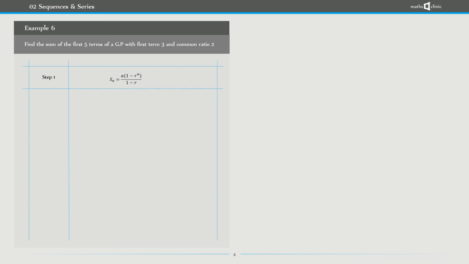Then we'll identify our parameters. We have that a equals 3, r equals 2, and n equals 5. The next thing we need to do is simply substitute those parameters into our formula. We put all our parameters in, we solve all of that out, and basically we have that the sum up to the 5th term of the GP with first term 3 and common ratio 2 is 93. And that is how you solve for the sum of the terms of a GP.